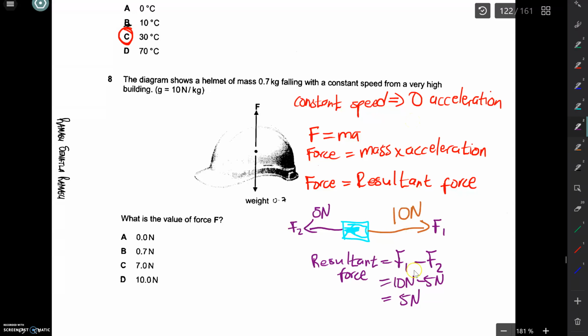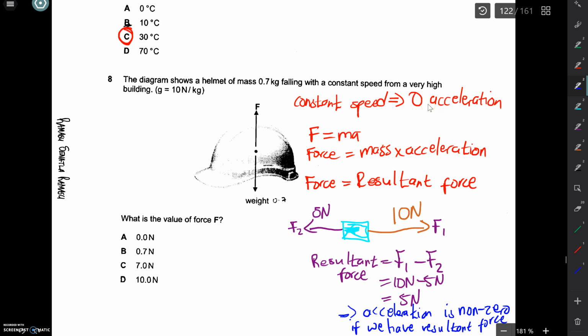Because our force here is not 0, this means that acceleration is also not 0. If we have a resultant force, then acceleration is non-zero.